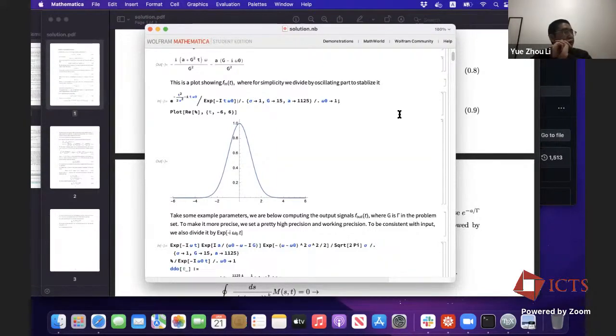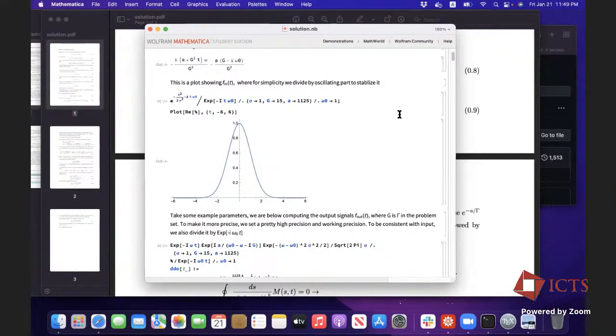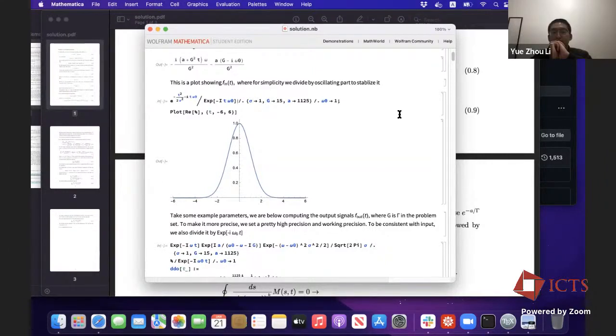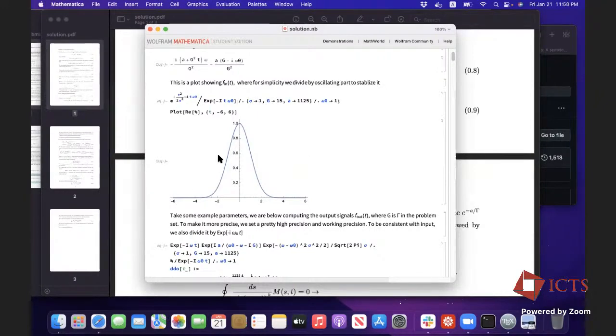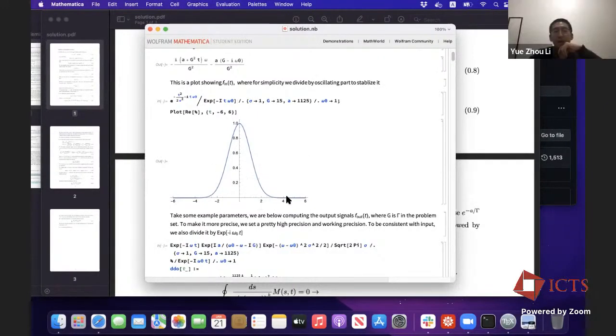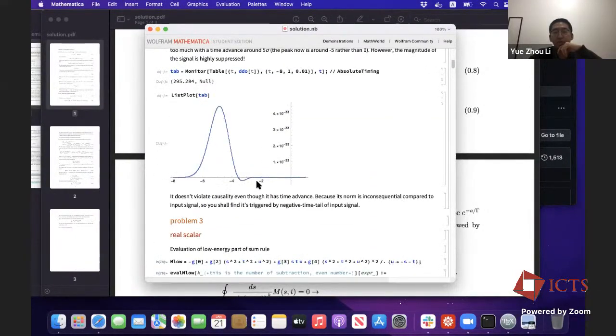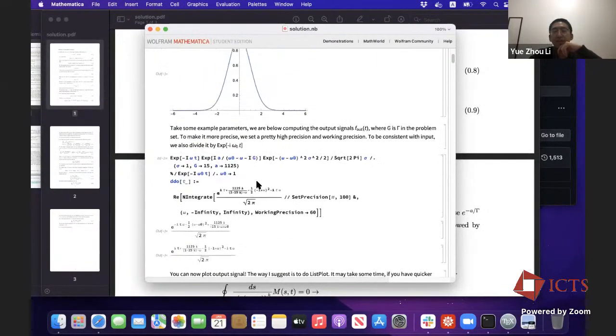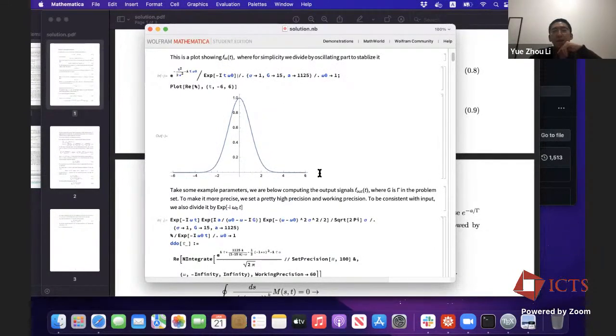It's a good question. I'm not sure. So you're saying to give a cutoff for the input signal or to the transfer function? Perhaps the input signal, I think. Let me try to understand. So you're asking that if you cut the tail, how it will behave for the output. Does that violate causality? Yeah.